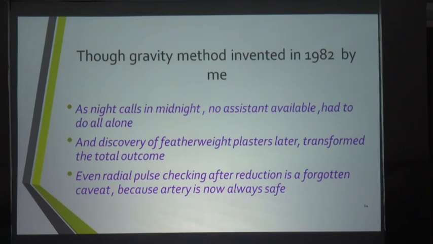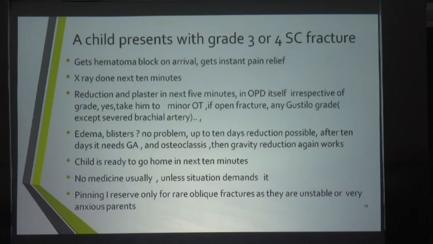Even the radial pulse checking after reduction is a forgotten caveat, because the artery is now always safe. And this is the thing, I realized that I stopped checking arteries. So what happened? Then I thought, oh, the artery is no more damaged because anatomical reduction is there. A child presents with grade 3 or grade 4 supracondylar fractures.